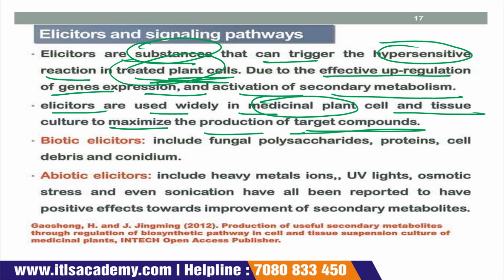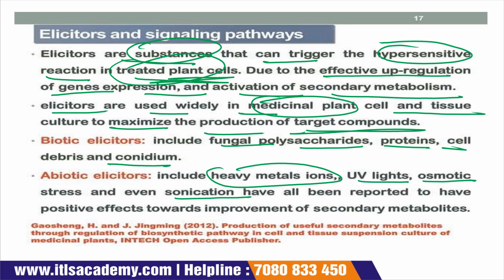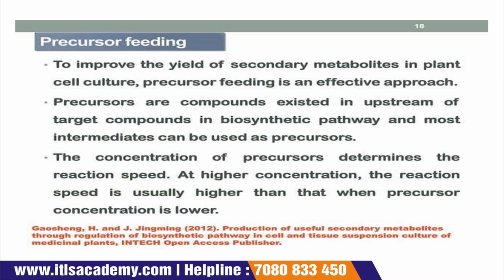Biotic elicitors include fungal polysaccharides, proteins, cell debris, and conidia. Abiotic elicitors include heavy metals, iron, UV light, osmotic stress, and even sonication, which have been reported to have a positive effect towards the improvement of these secondary metabolites.